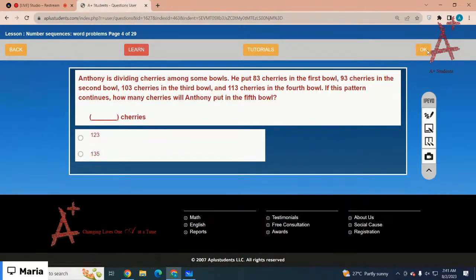Anthony is dividing cherries among some bowls. The next one in the sequence: you have to add 10 every time, right? So 113, very good. Plus 10 is 123.